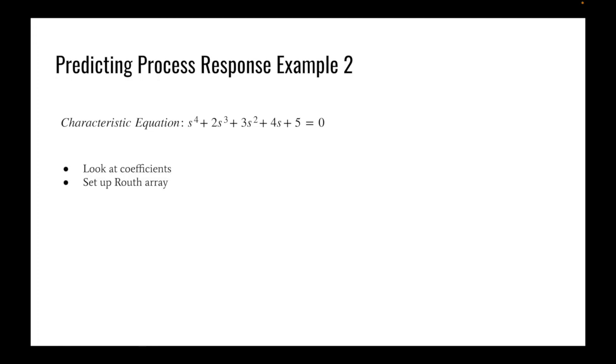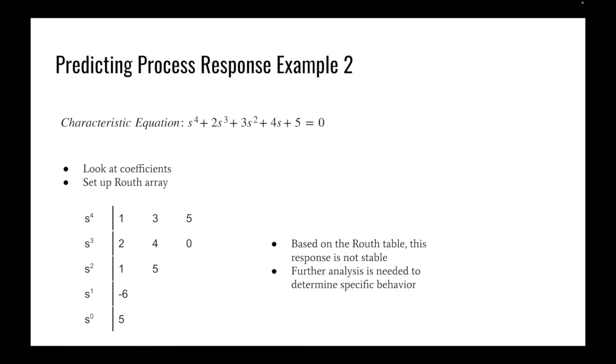The next example is going to use concepts relating to the Routh array. Here we have our characteristic equation that we're looking at, and we look at the coefficients to then determine the behavior, and we're actually going to, like I mentioned, use the Routh array. Based on the formulas that were discussed earlier, this is what the Routh array would look like. Based on the rules we discussed, since there's a negative in the first column, we know that this response is not stable. Additionally, we would need to do further analysis to determine more specific behavior.